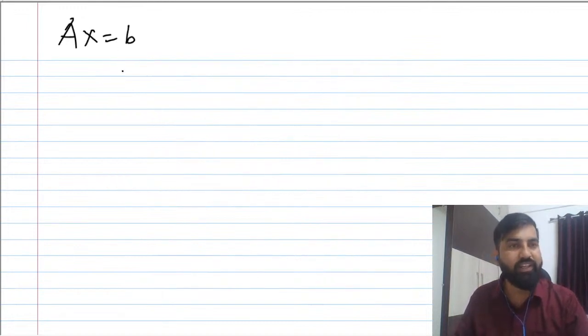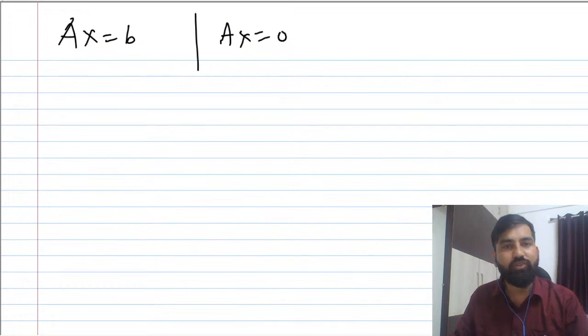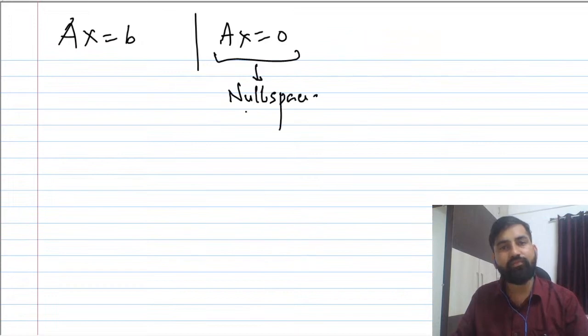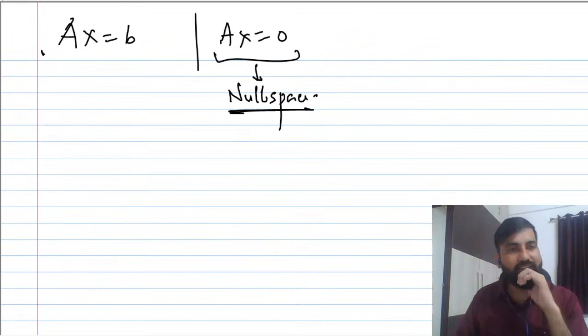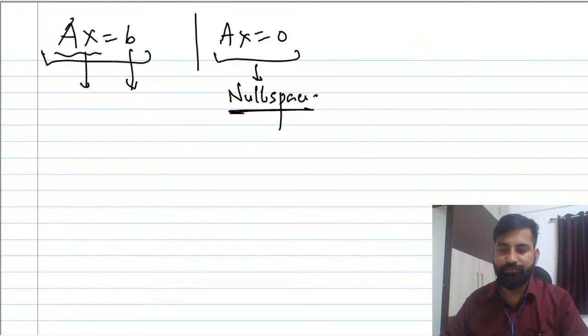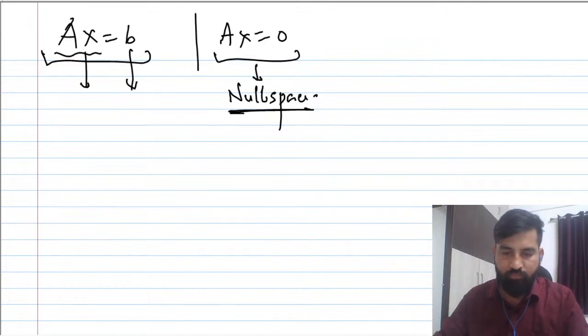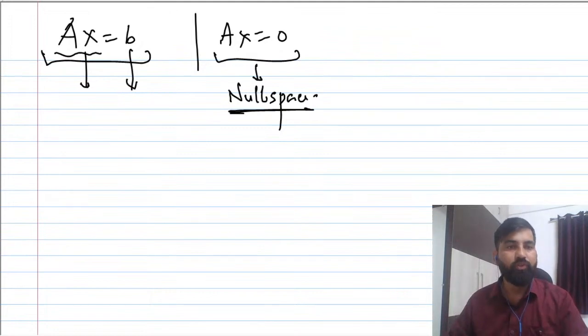And if b is not given, suppose we have two kinds of equation: one is Ax equal to b and one is Ax equal to 0. This is basically known as the null space. So all these x will create a null space here. I believe this is fine for all. You have to understand these concepts, they are very, very important. So I hope everybody understood the meaning of linear span, right?